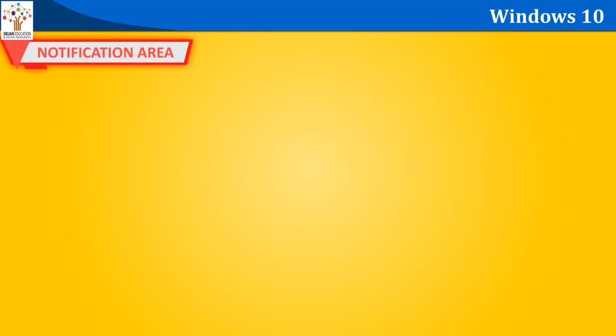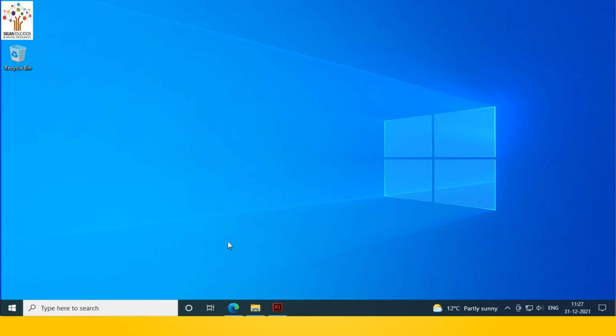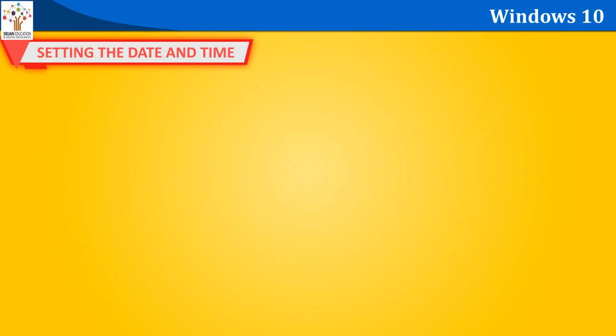Notification Area. The notification area is located at the right side of the taskbar, and it contains app icons that provide the status and notifications about various things such as incoming emails, updates, and network connectivity. Setting the date and time.